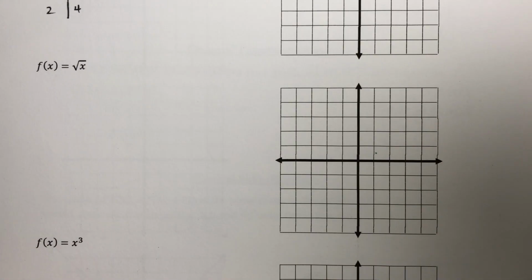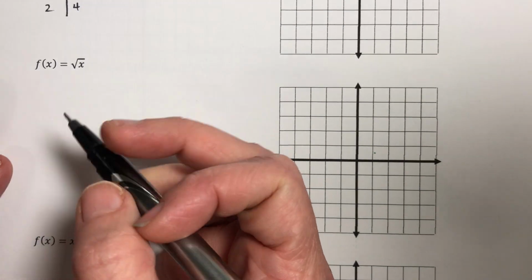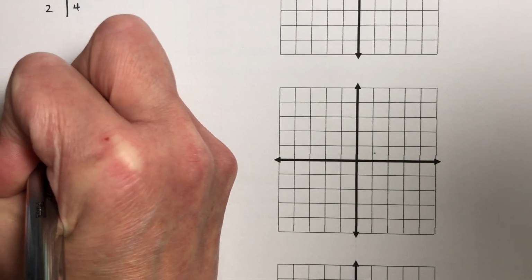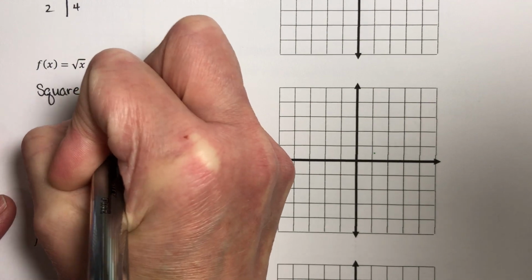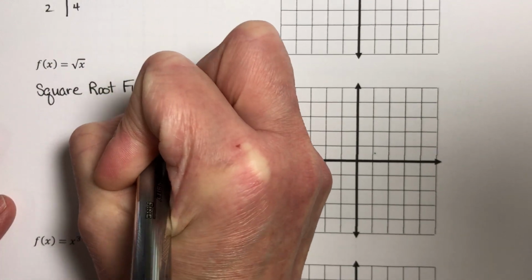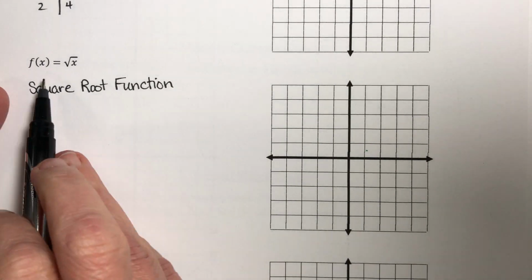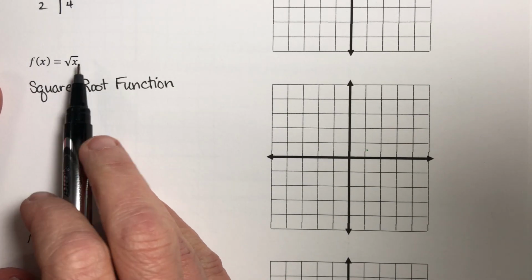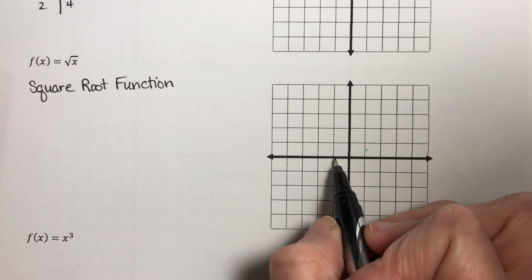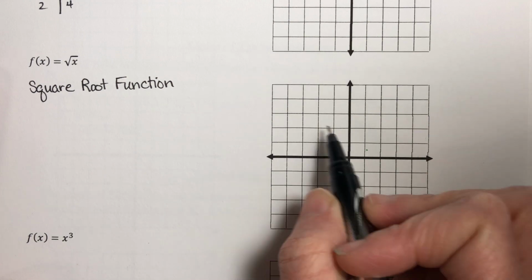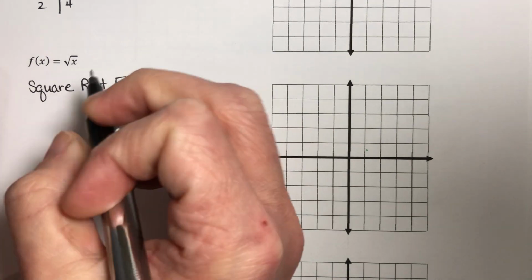Okay, so let's look at f of x is equal to the square root of x. This is the square root function. Now, one thing we have to be aware of here is that we have a restricted domain. We are not allowed to take square roots of negative numbers. So that means I cannot plug in -1 or -2, anything over here. It just doesn't exist. The smallest number I'm allowed to plug in is 0.